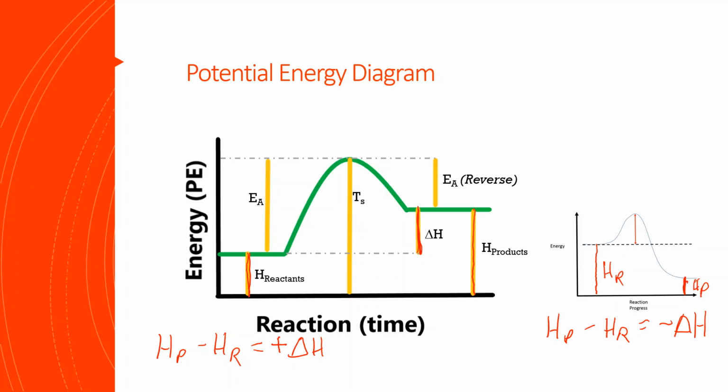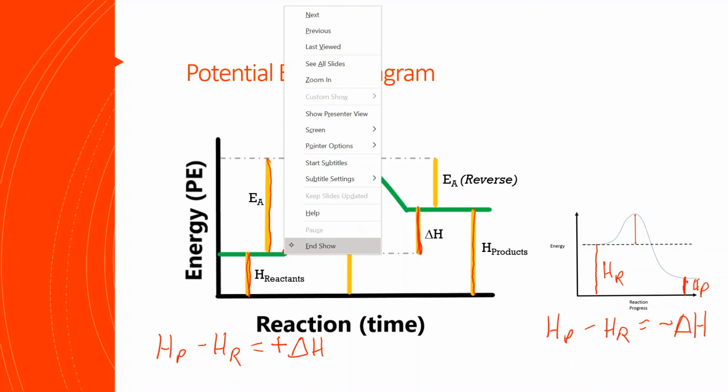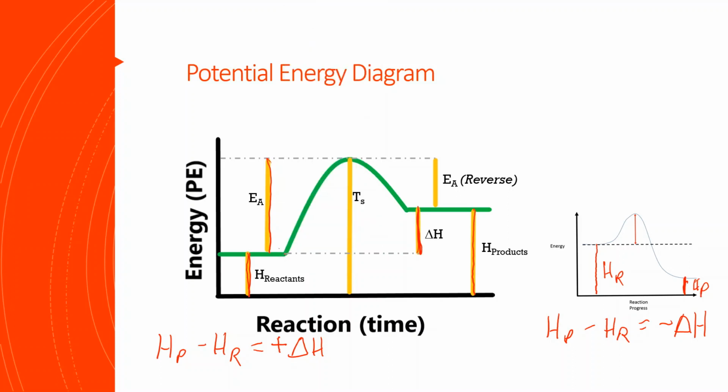Now, E sub A, this is the activation energy. This is the energy needed to get the reactants from their energy up to the point where the reaction will occur, which is at the top of the hill. So from this to here is the activation energy. That is the energy required for the reaction to begin.